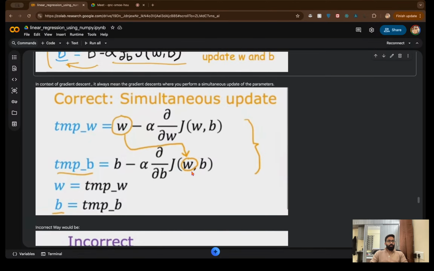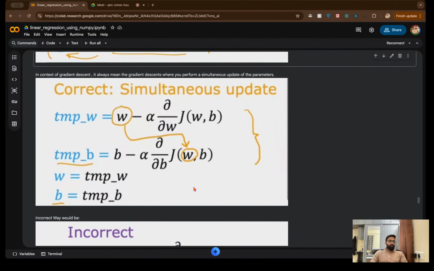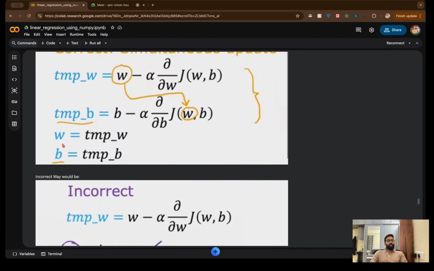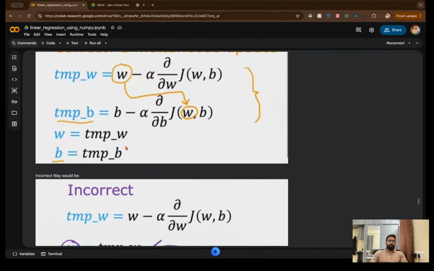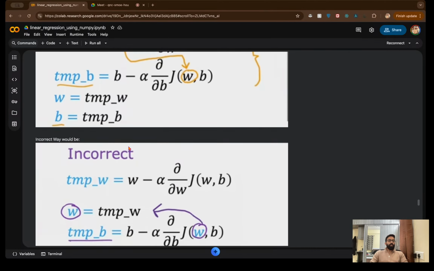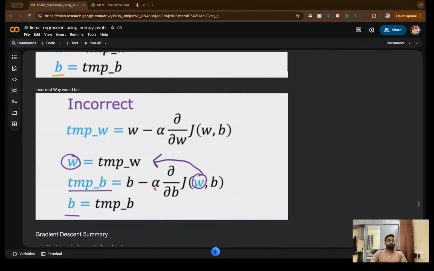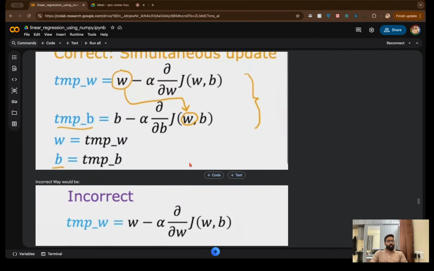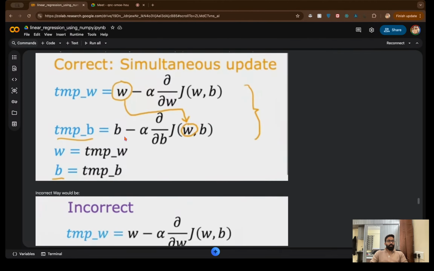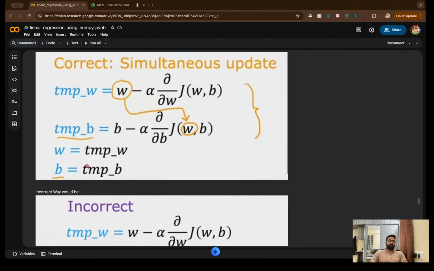Here the w is the same. Thereafter I will update the value of w and b. What would be the incorrect update? If I got the value of temp w and then updated the value of w, it would affect the step where I am calculating temp b, because in J(w,b) we are also using w. That's why we use simultaneous update. First we calculate temp w, then we calculate temp b, then we update w and b.